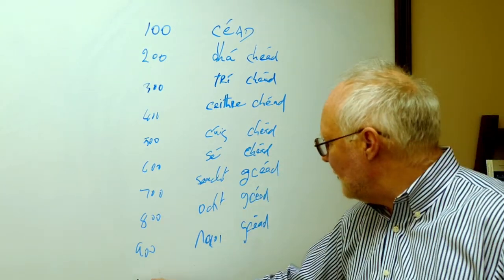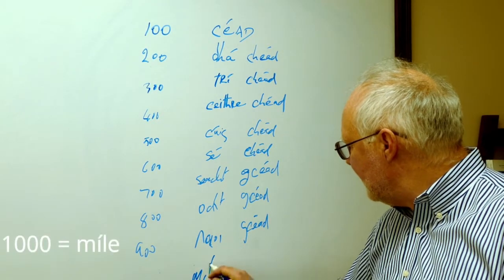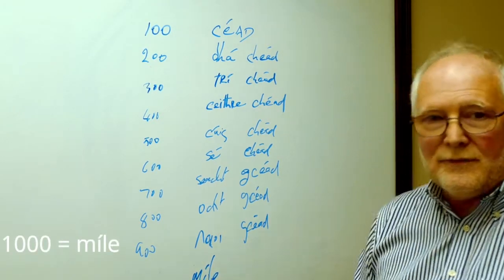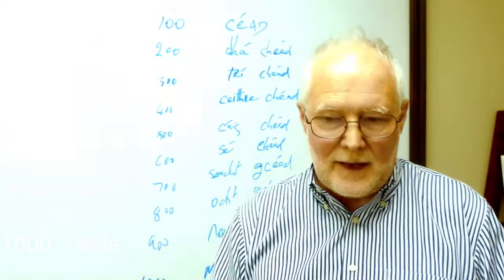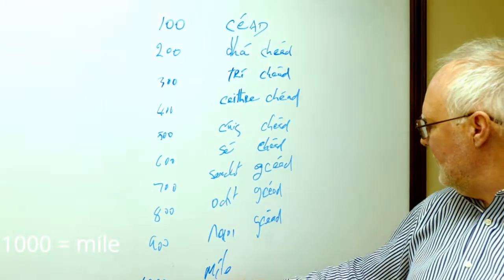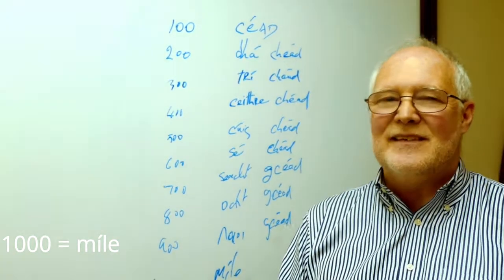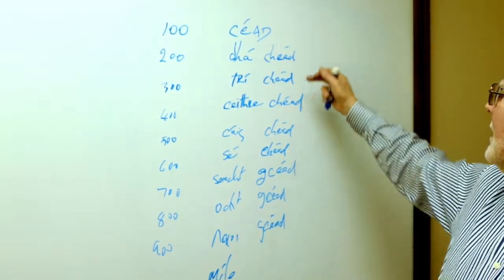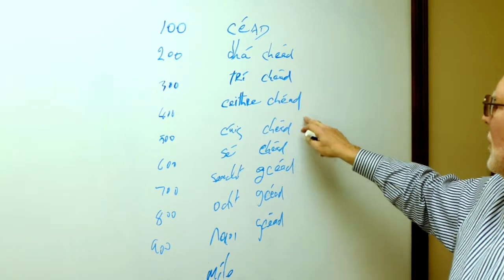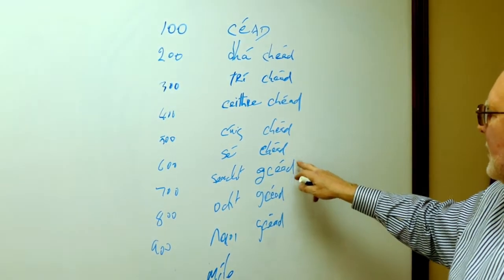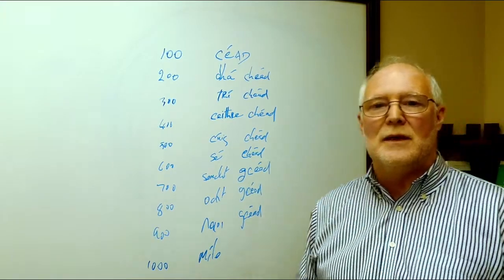And then the last one, of course, is 1,000, which is Mila. And everybody has seen Mila in Ked Mila Fáilte on St. Patrick's Day, which means 100,000 welcomes. So Mila is 1,000. The I with the Sheena father on it is like an E sound, Mila. So we've got Ked, Gahed, Chiked, Keriked, Kuig Ked, Sheked, Shapt Ged, Upt Ged, Naeged, and Mila.